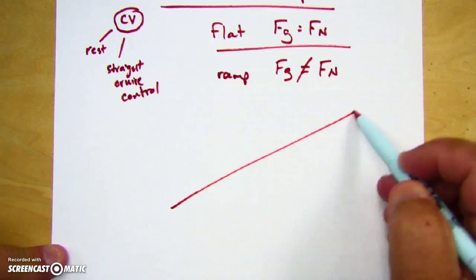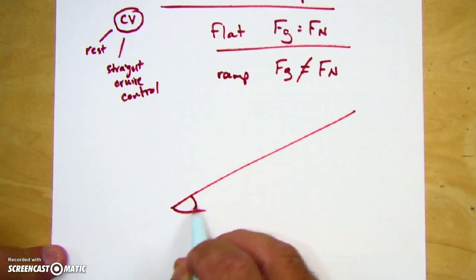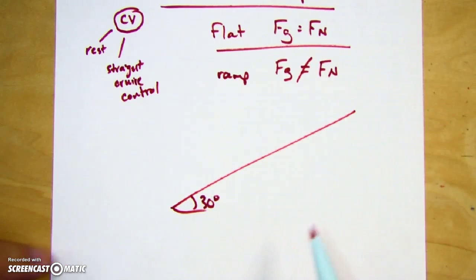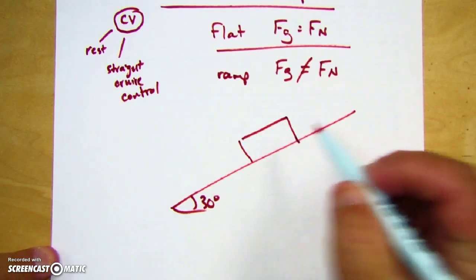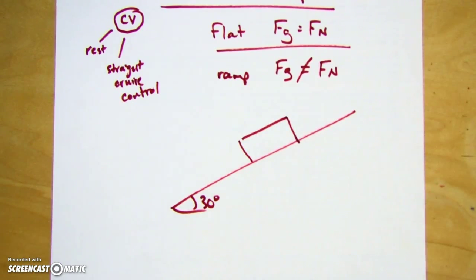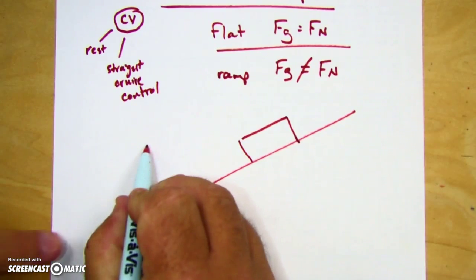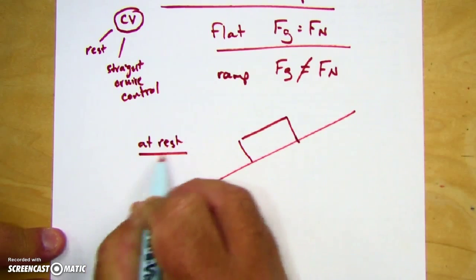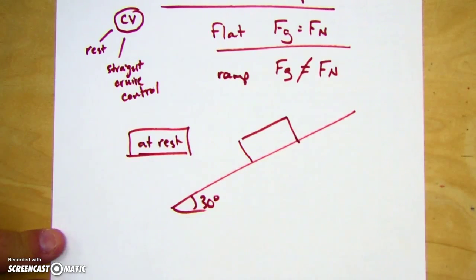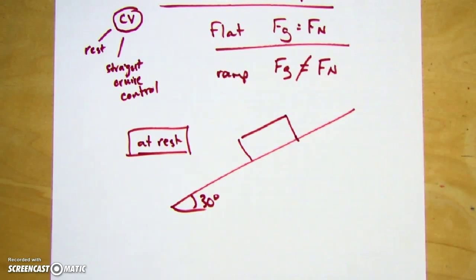So if I have a box sitting there, there's my ramp. Let's make it 30 degrees, a common angle. Let's put a box on there. Now, let's draw a free body diagram of this box, and I'm going to tell you it's at rest. I'm going to tell you that point blank up front, so you need to know that because now you can solve it. Well, first of all, a free body diagram.